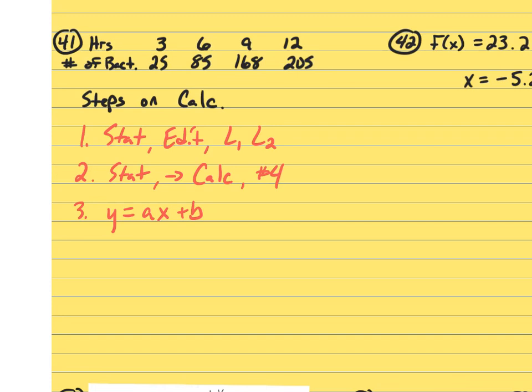In this case, we are looking for how many bacteria will be there after 18 hours. So once I have my equation, I simply plug an 18 in for x. So you take whatever the a value is times 18 plus the b value, and it should give you an answer of 339.